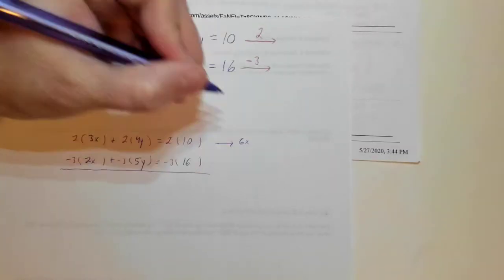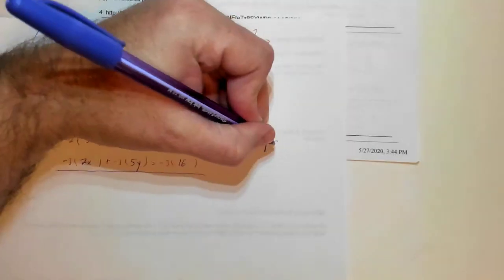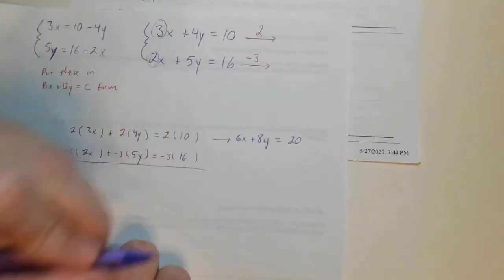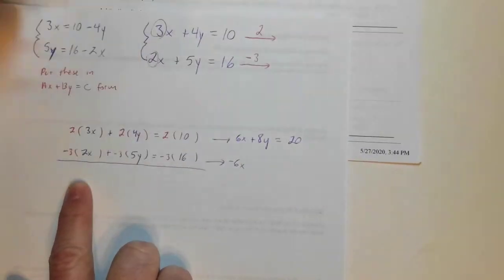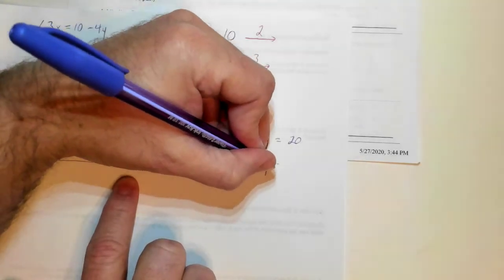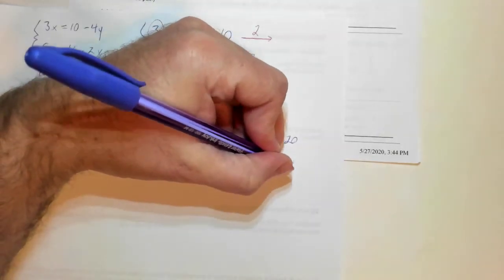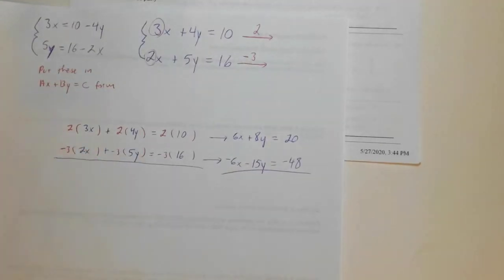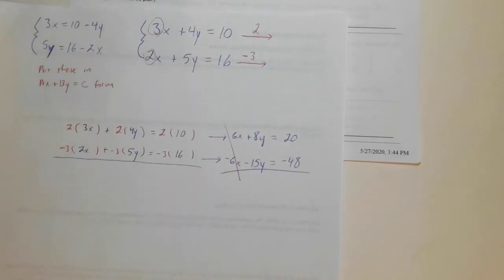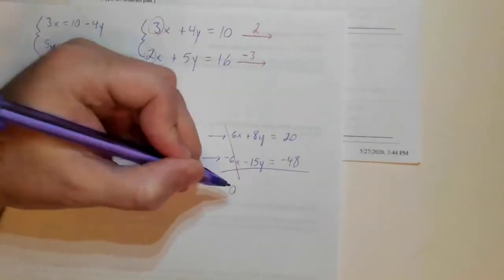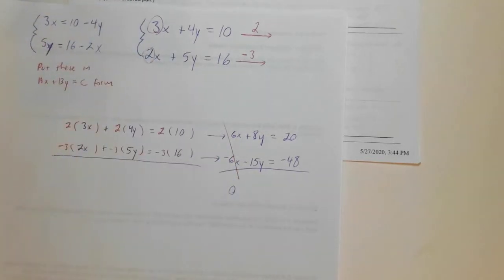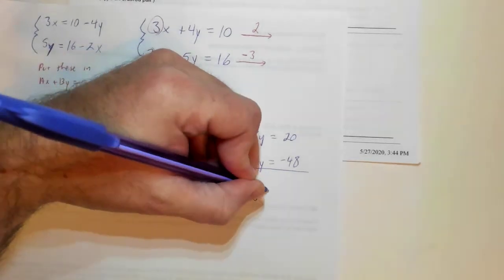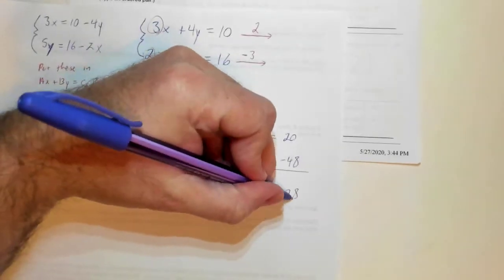That's 6x plus 8y equals 20. Down here, I get a minus 6x minus 15y equals minus 48. And now that that's cleaned up, let's add them. Notice the 6x and minus 6x cancel or eliminate, leaving me with a 0. 8 minus 15 is minus 7y. And this is minus 28.